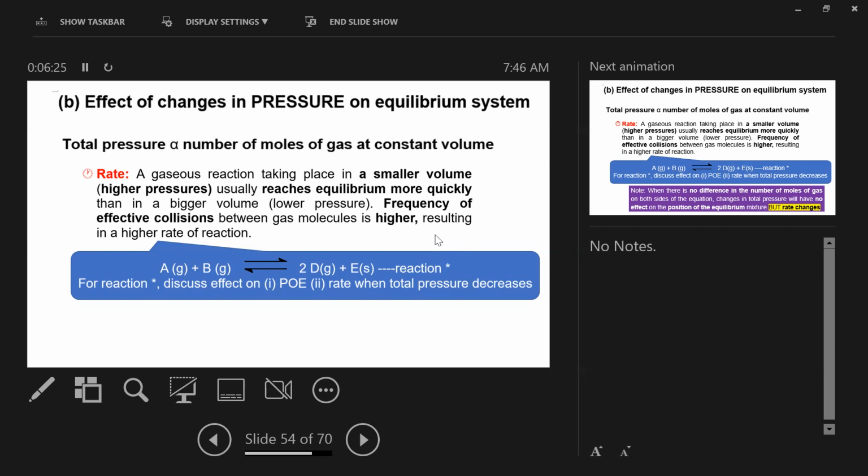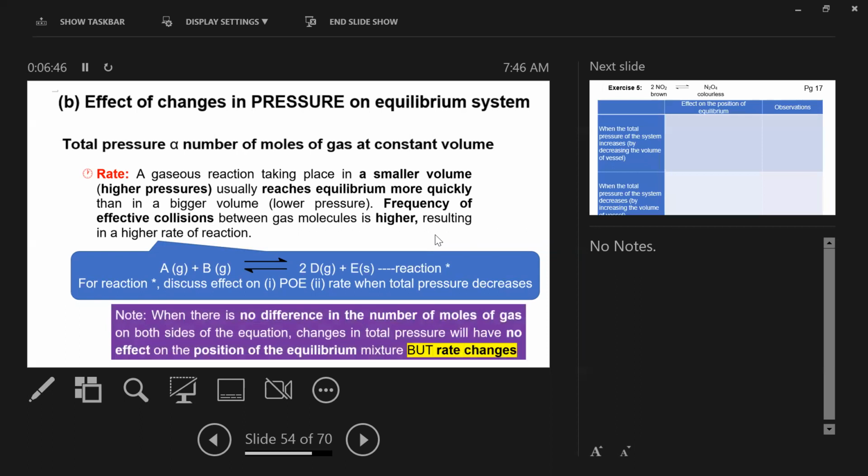Okay, collision theory is about rates, LCP is about extent of reaction, POE. They are not together. They are independent. So you must know what we are talking about. Am I asking about rates? Am I asking about POE? We apply different theory. So this one you must appreciate.